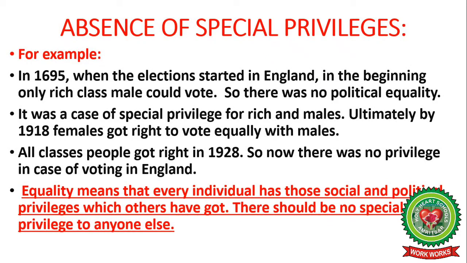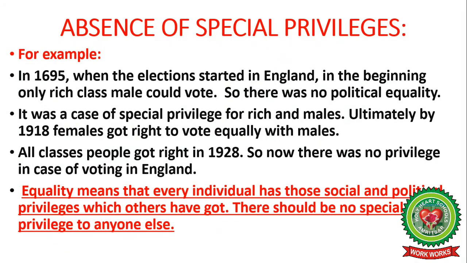So there was no political equality. It was a case of special privilege for the rich and males. So you remember two things, rich and males. Ultimately, by 1918, females got the right to vote equally with males, and it was not so easy. The females struggled a lot for their right, and all classes of people got the right in 1928.